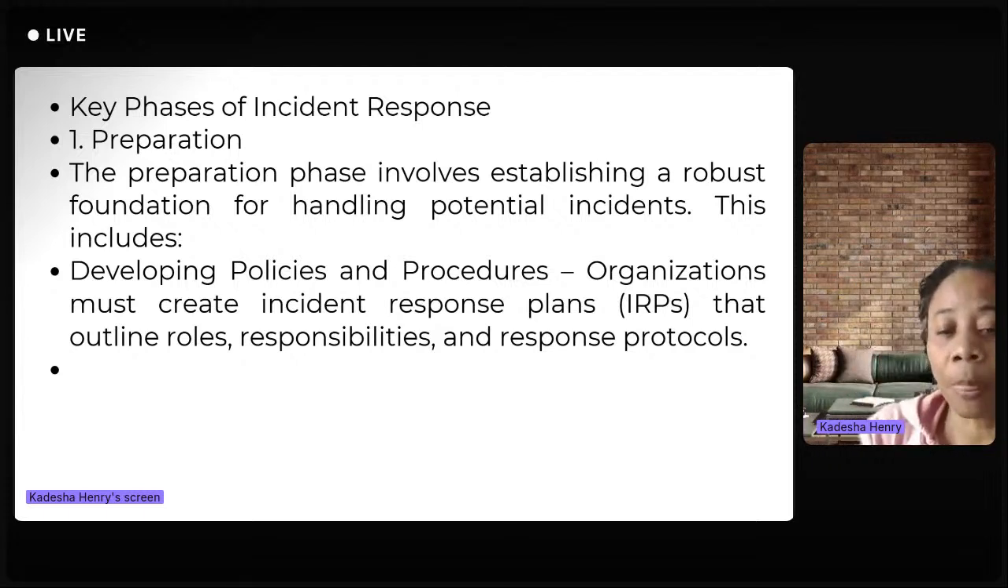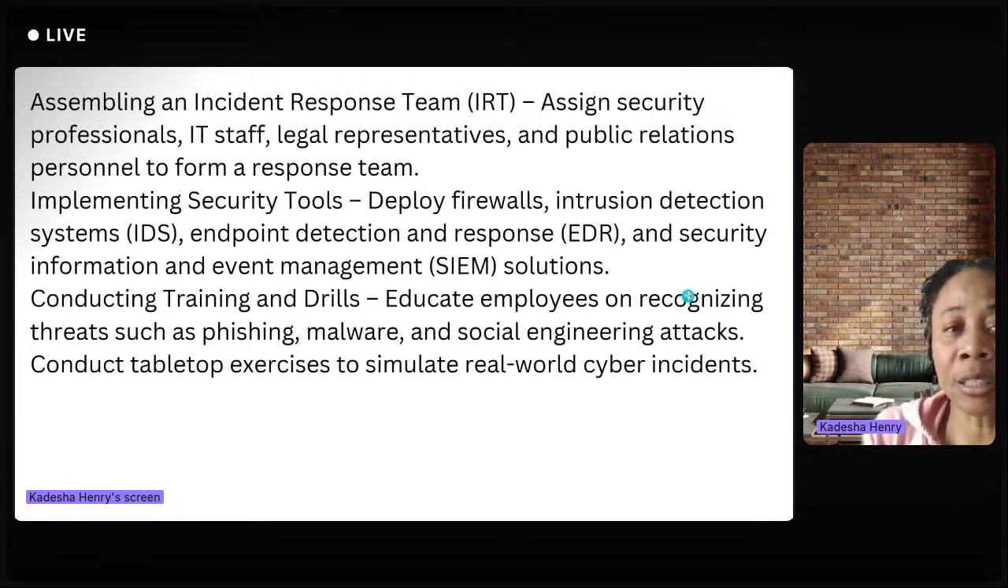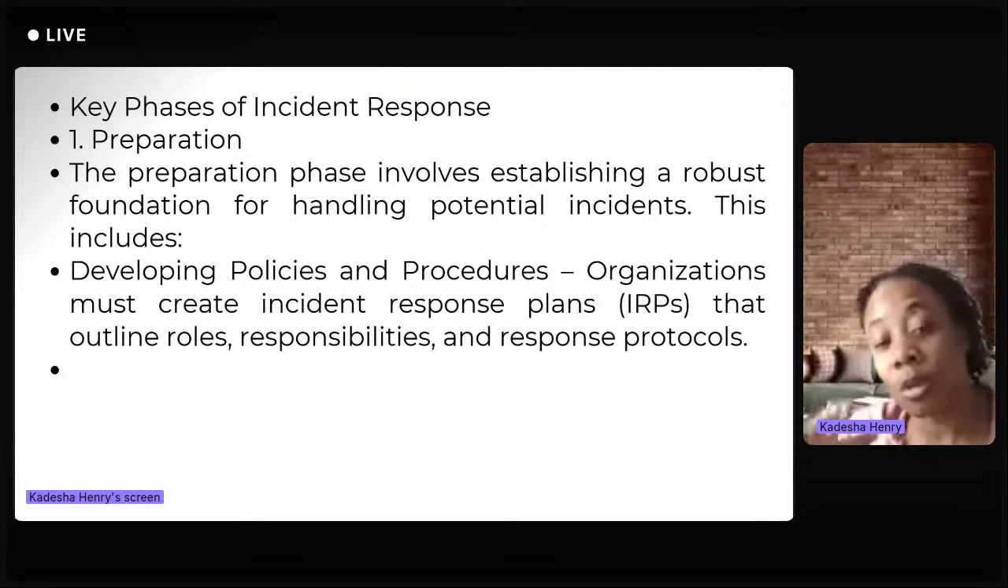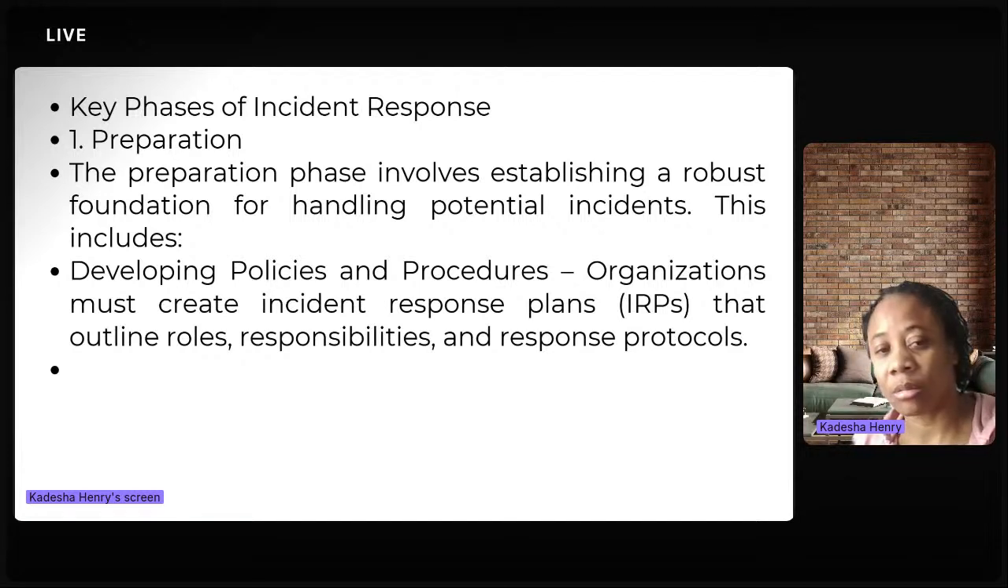So right here in the incident response plan, we are saying this is the phase that we're going to develop, or put together, what we need as a foundation for the incident response plan. And this may include developing policies and procedures in this phase. The organization must create an incident response plan that outlines roles, responsibilities, and response protocol.